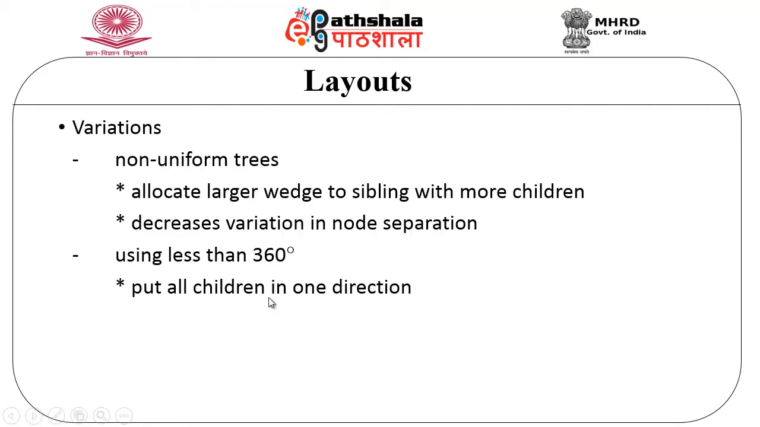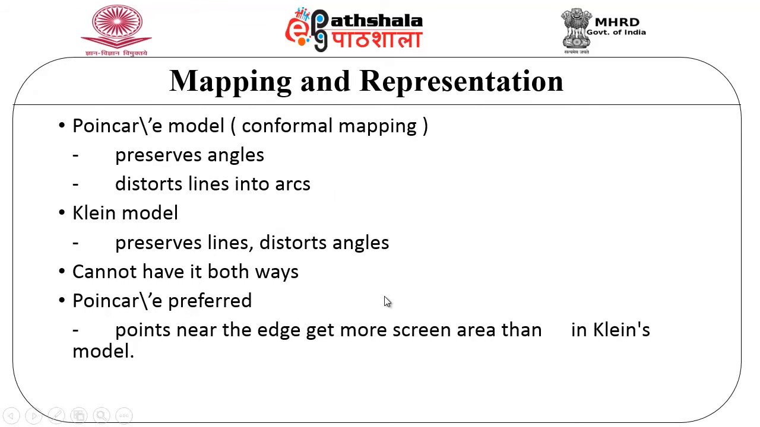Let us look at the variations. In the case of non-uniform trees, we try to allocate a larger wedge to a sibling with more children, and this decreases variation in node separation. If we use less than 360 degrees, we try to put all children in one direction.